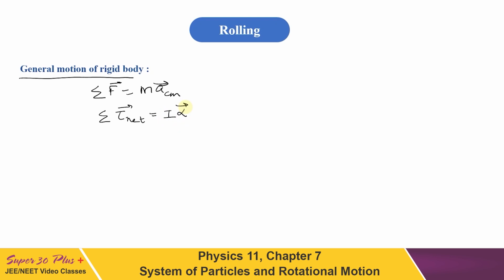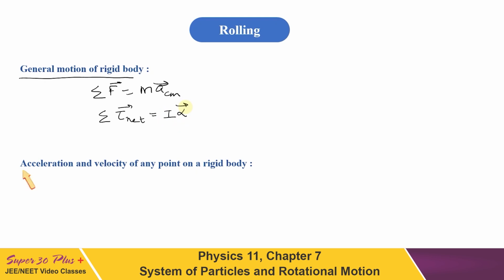Now since we are writing the translation for center of mass, the second equation has to be applied about an axis that passes through center of mass. And since now center of mass is accelerating, it will be a non-inertial reference frame. But even if we apply pseudo force, it will be at the center of mass itself, so its torque will be 0. So there is no need to apply a pseudo torque. It is not needed here, even if our frame is a non-inertial frame.